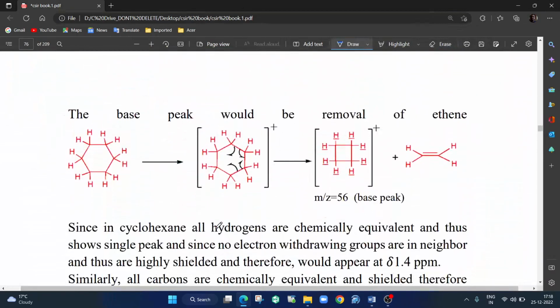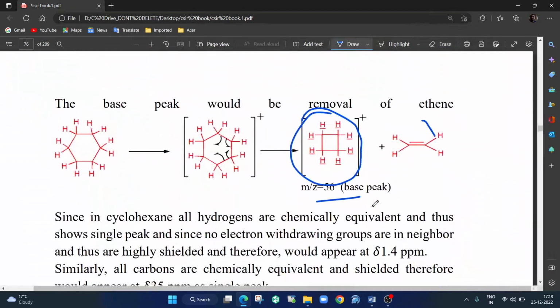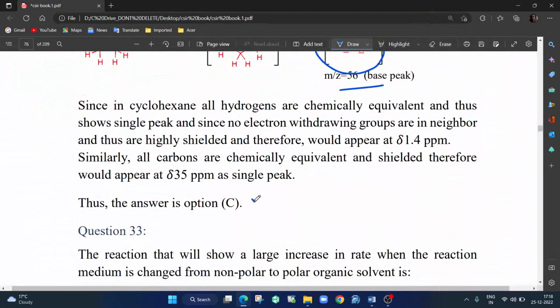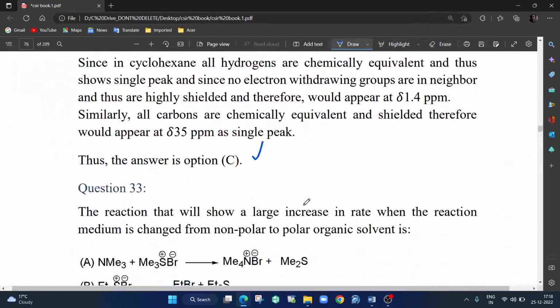Now what happens? Base peak. So it undergoes splitting like this. You can see here, this will break up as an alkene and this forms an unstable cyclobutane structure. This comes to 56. That is what is coming as the base peak. Okay. So that's it. The answer is option C. Moving on to the next question.